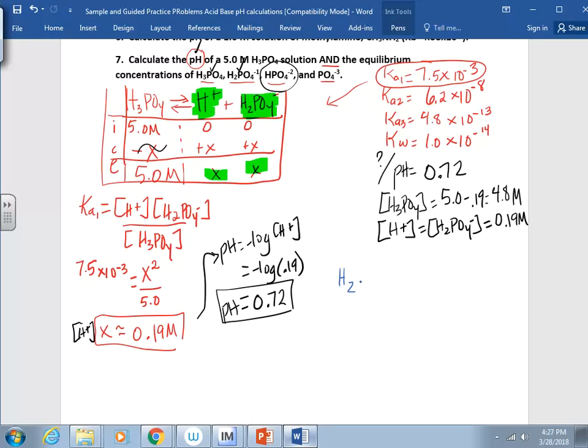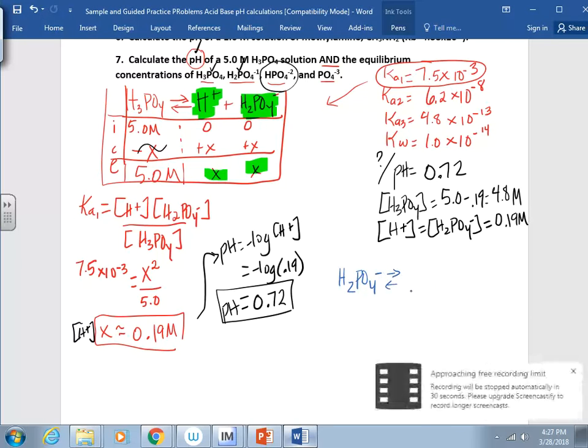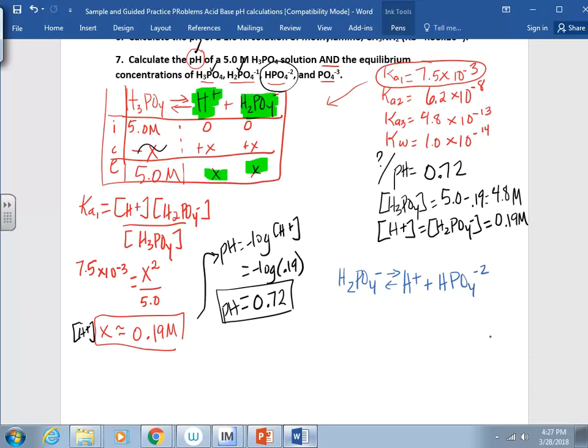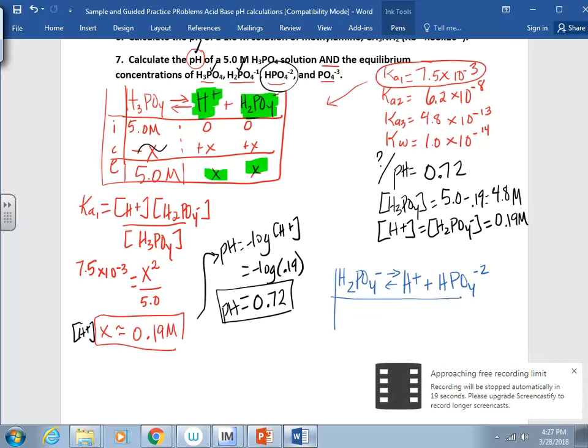So let's take the second dissociation step, H2PO4 minus, and let's dissociate that. H plus and HPO4 2 minus. And we're going to ICE that problem. So we're going to plug this in here, 0.19. I will pick up with this problem on the next video.